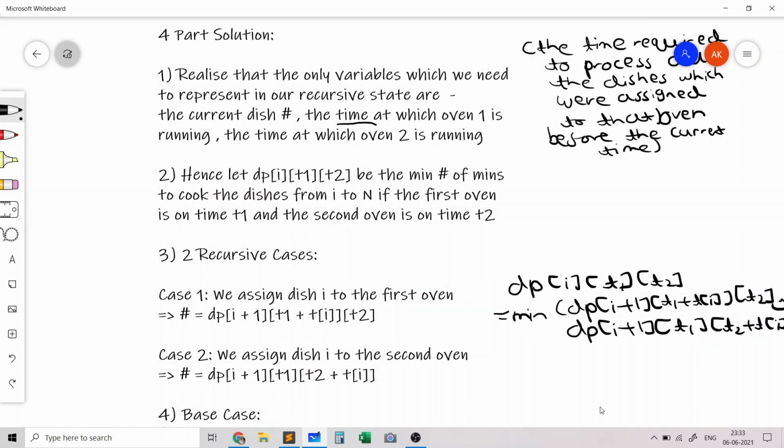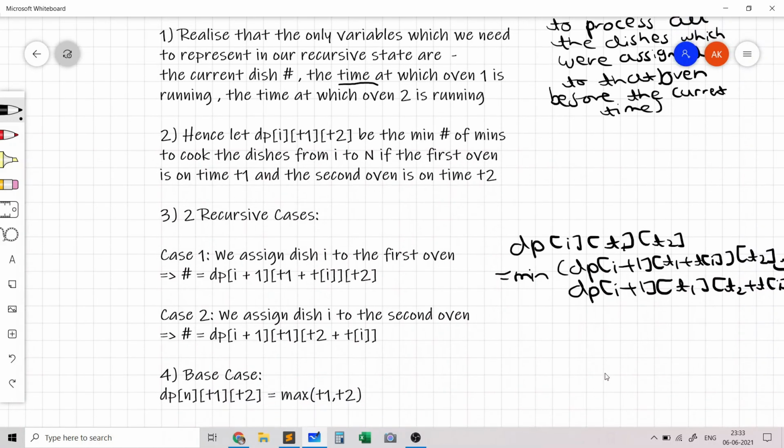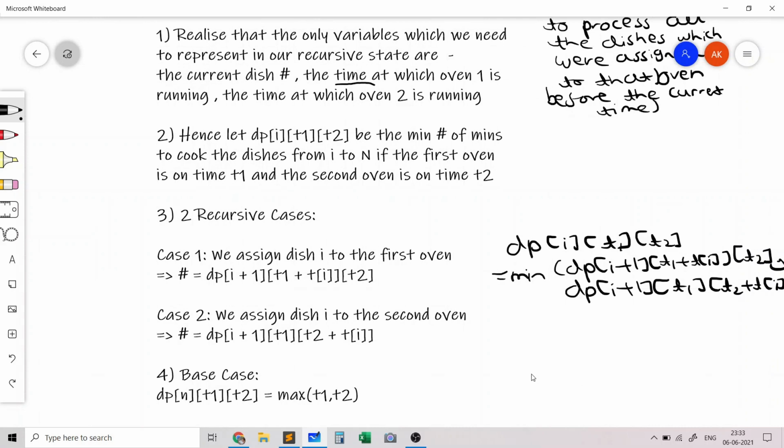So now let's look at the base case. If we are at the nth oven, then the answer is going to be the maximum of T1 and T2. And this is because we have already assigned the dishes to the ovens, and we have realized that it takes T1 seconds to process all the dishes in the first oven, and it takes T2 seconds or T2 minutes to process all the dishes from the second oven. And hence basically we are done with the process, and we just need to take the maximum time taken for oven 1 and oven 2.